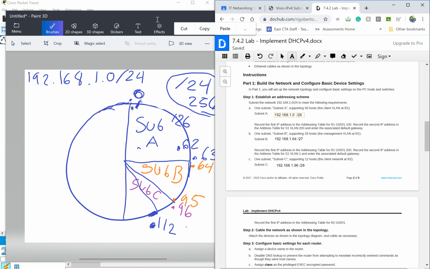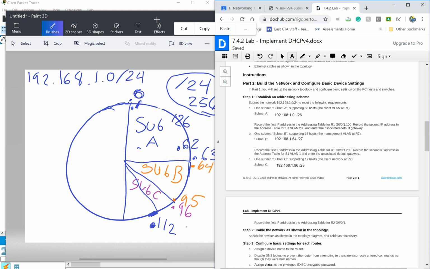192.168.1.0, the subnet address, /26. Whenever we show a subnet, we show it by the subnet address. So it's a non-usable address, but it says, hey, it starts here at .0, and it goes from .0 all the way to wherever the /26 ends, which is at .63.